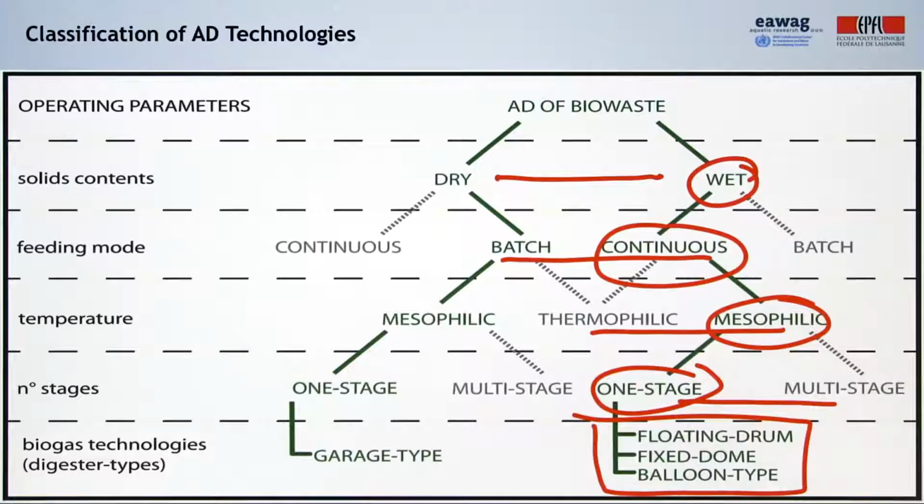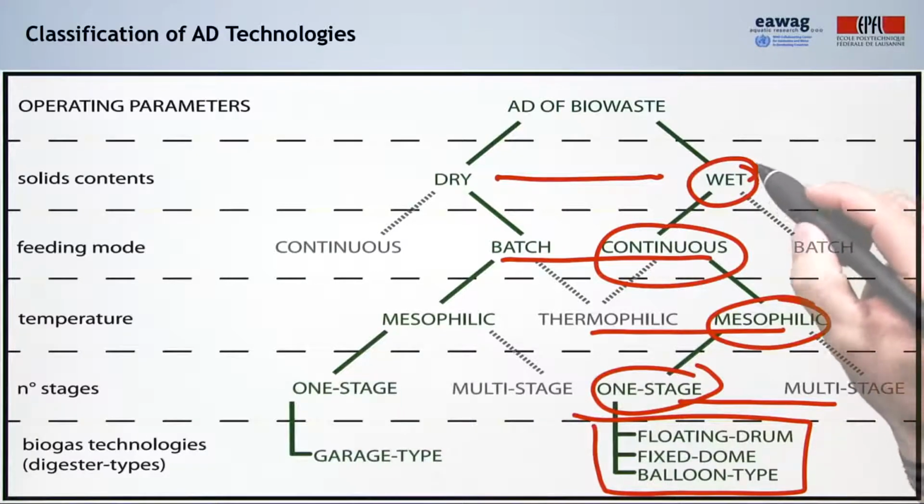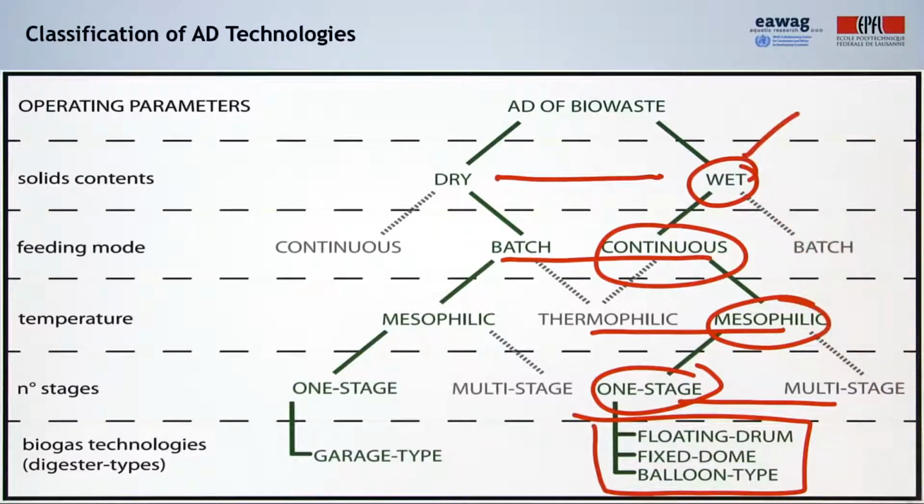Continuous actually means that we're feeding at a regular interval, and at the same time an equivalent volume that enters, an equivalent volume will also leave the digester. Wet means that we'll be operating with a total solid content of 16% or less, so low TS.